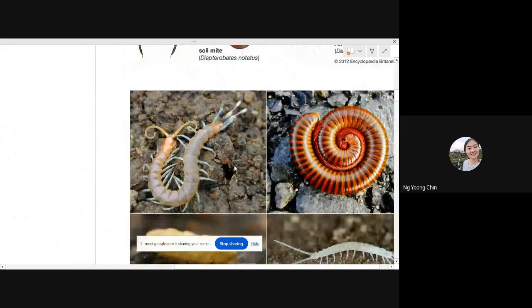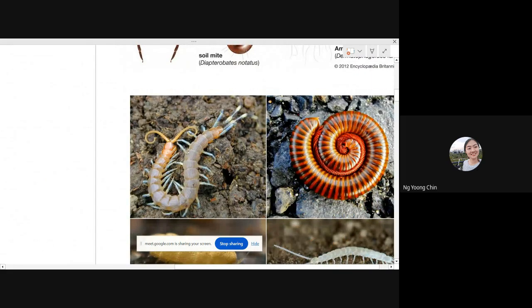They also have their body divided into many segments. You can see, this is one body segment, this is another body segment. This is what we refer to as the segments of the body, meaning the body is divided into many equal parts.